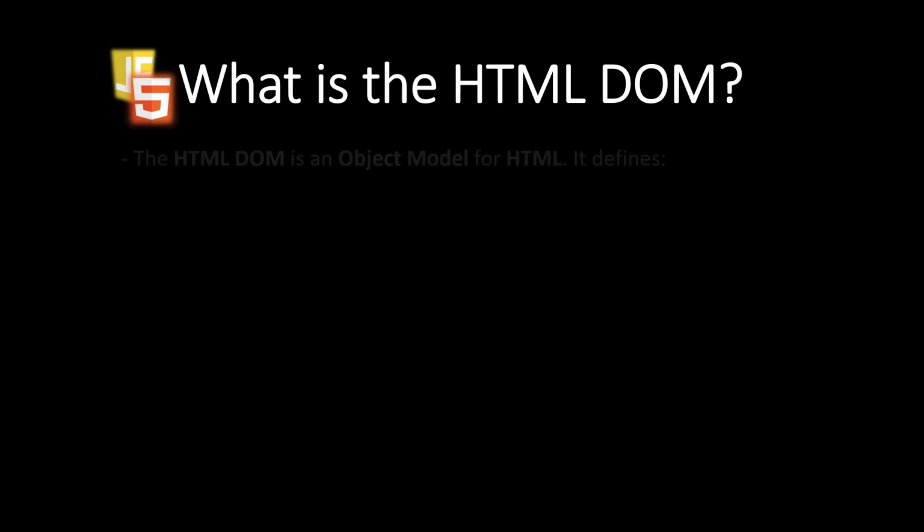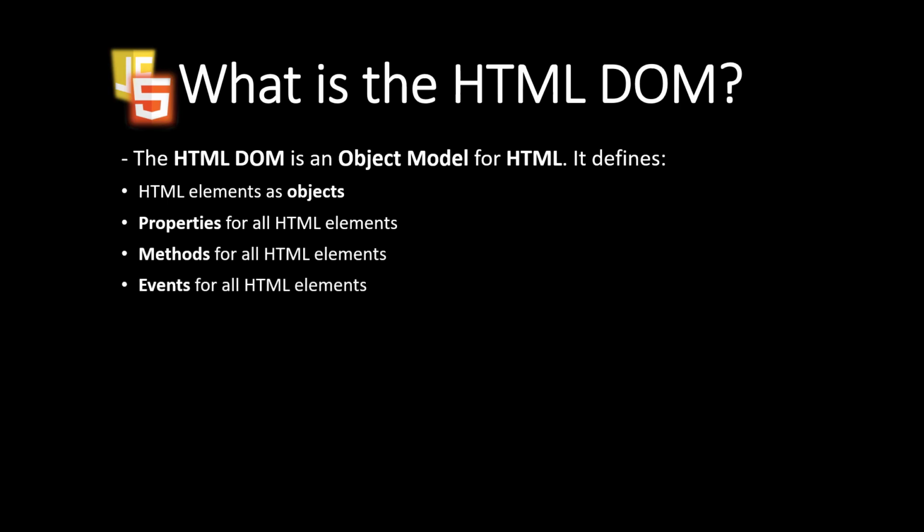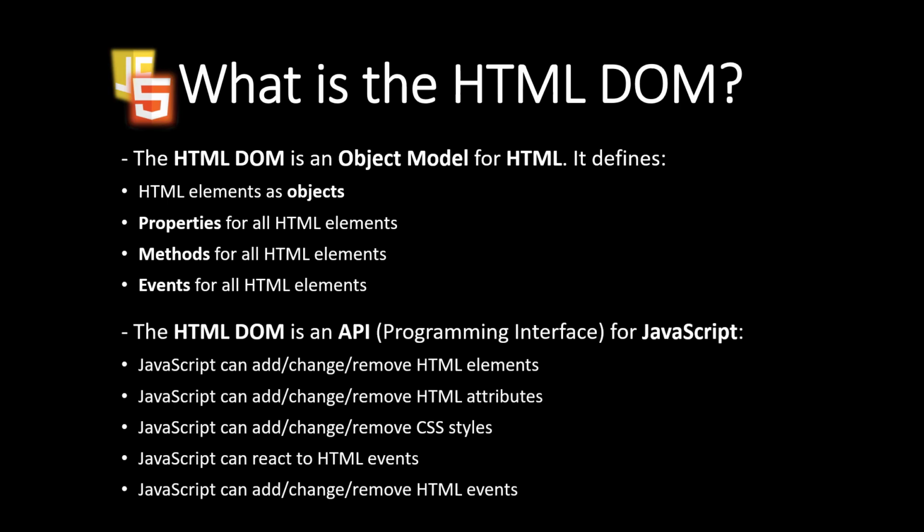What's the HTML DOM? The HTML DOM is an object model for HTML. It defines HTML elements as objects. Properties for all HTML elements. Methods for all HTML elements. Events for all HTML elements. The HTML DOM is an API, a programming interface for JavaScript.